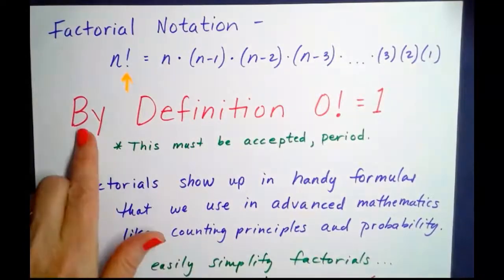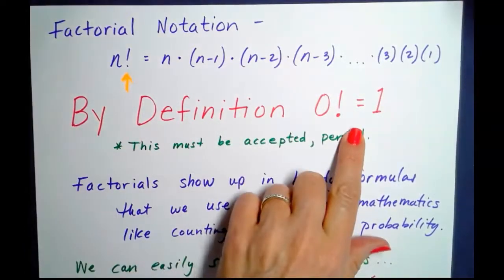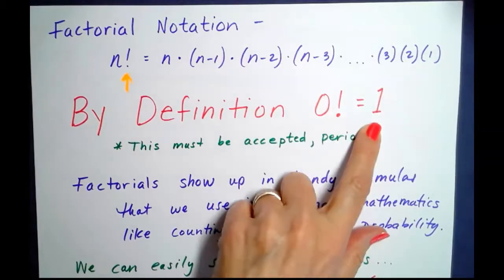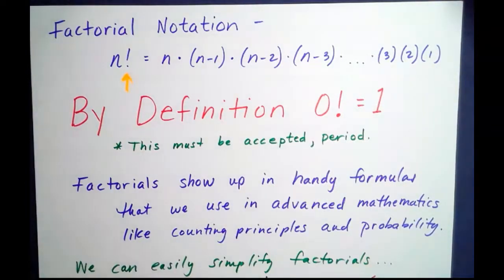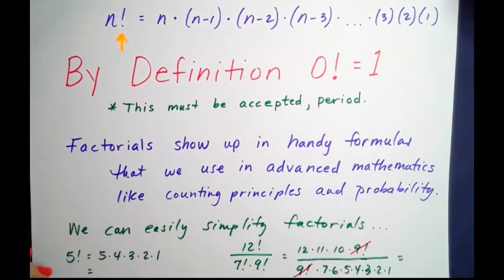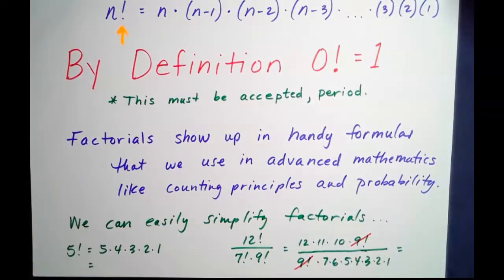So, by definition, 0 factorial equals 1. This is just something you just have to accept. It is what it is, and it works. Factorials show up in lots of handy formulas that we use in advanced mathematics, like counting principles and probability. So we can easily simplify factorials. I just did that one on my calculator. 5 factorial, which is 5 times 4 times 3 times 2 times 1.